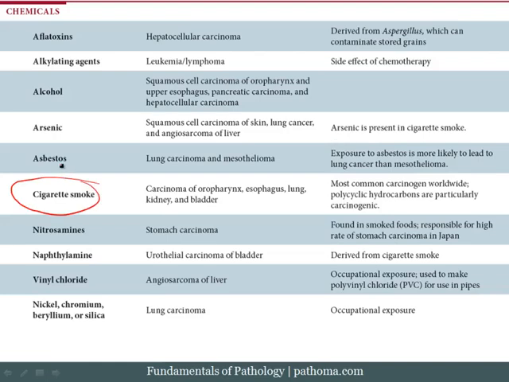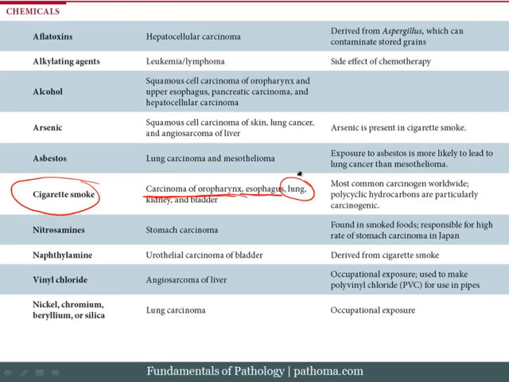Cigarette smoke is a very important carcinogen to be aware of. It's associated with carcinoma of the oropharynx, as I've already kind of stated above when we talked about alcohol. It's also associated with squamous cell carcinoma of the esophagus. It's associated with lung cancer. That, I think, is obvious. We're all familiar with the fact that cigarette smoke is the sort of leading risk factor for lung cancer.